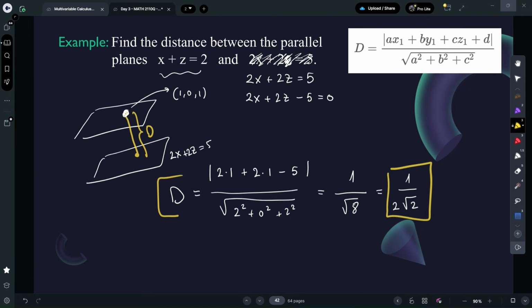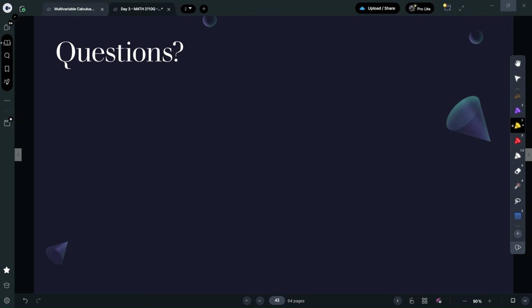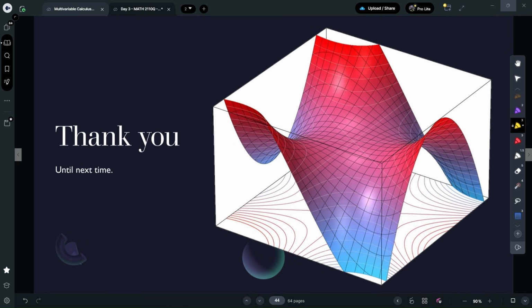Okay, so next time we're going to be talking about quadric surfaces. We're going to be talking about cylinders and quadric surfaces and how to draw surfaces in 3D. Until then.